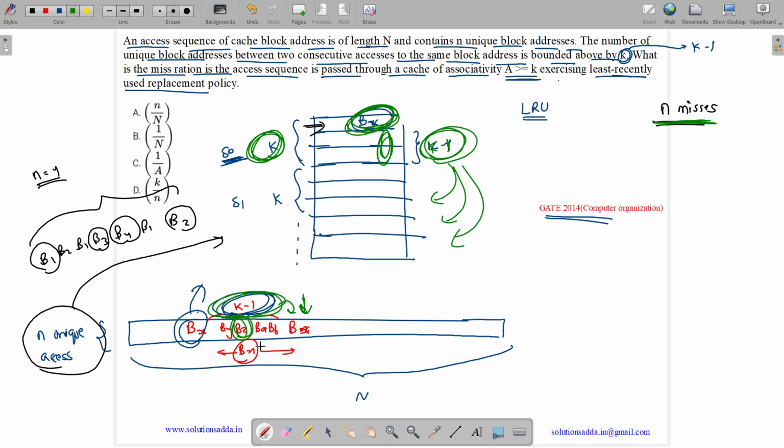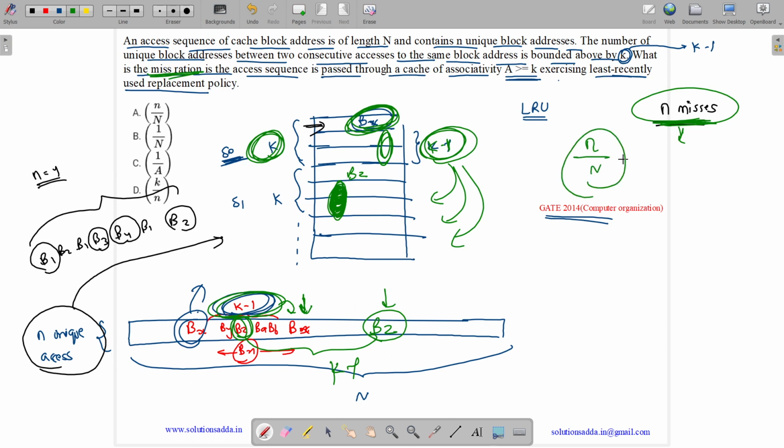Let us suppose bz is here. Then in the worst case, these two bz will be separated by k minus 1. All these k minus 1 in the worst case can come to the same cache, so they will be accommodated in the same set over here in the worst case, and even then the second bz won't cause a miss. So in the worst case, we can have only n misses, and these n misses are due to the unique block addresses. So what is the miss ratio? Miss ratio is n misses out of total N accesses. So the answer to this question is option A, small n by capital N.